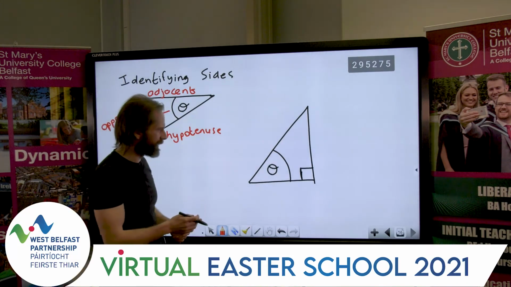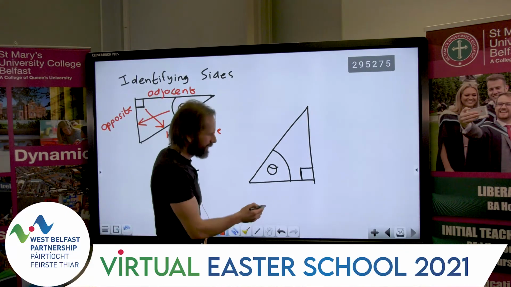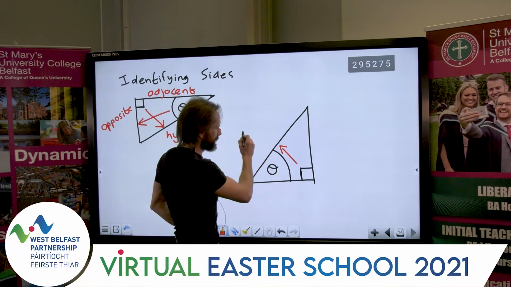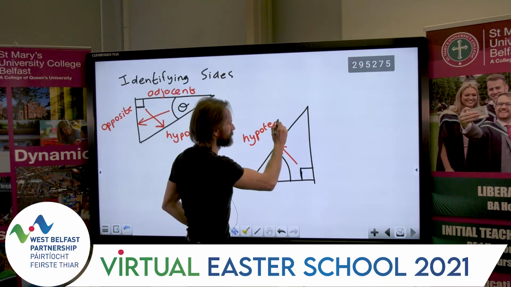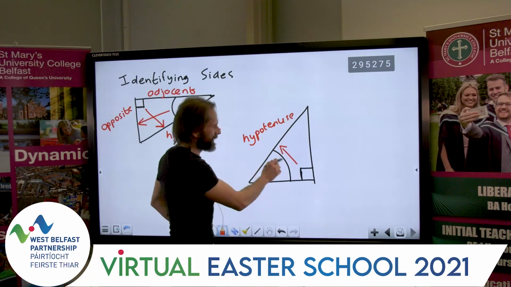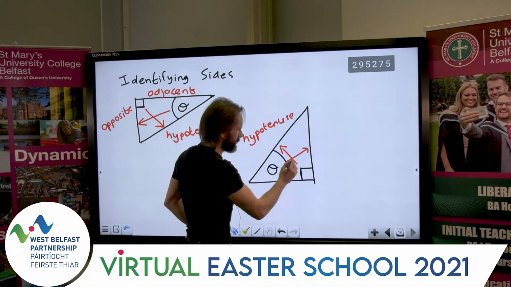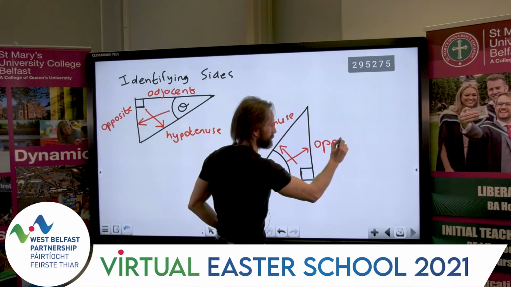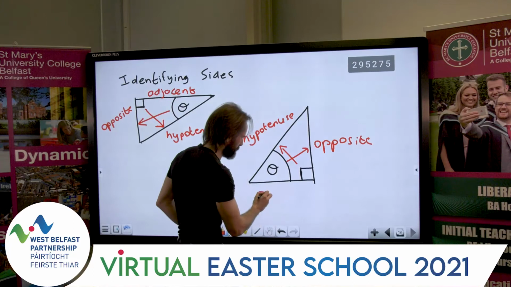So if I was to look at this second triangle and identify the three sides, well, the hypotenuse is opposite the right angle, so this is the hypotenuse, our longest side. This is the angle that we're working with down here, so the opposite side is this one over here, and the adjacent in this case is the bottom side.